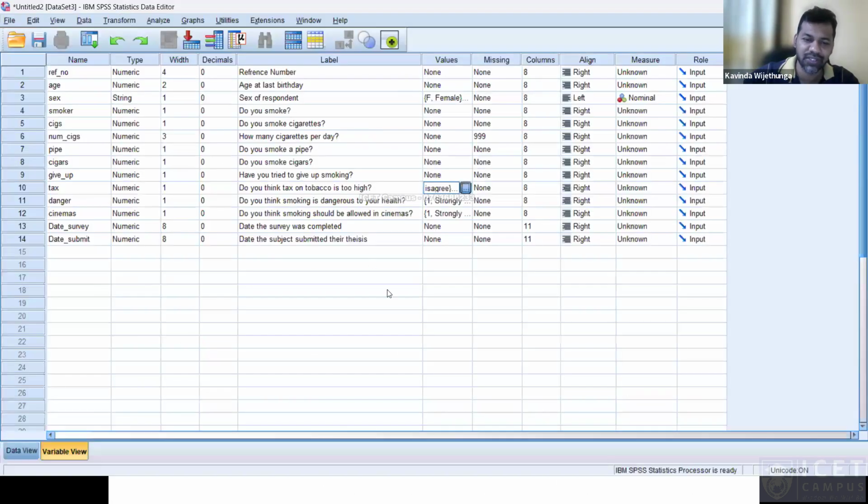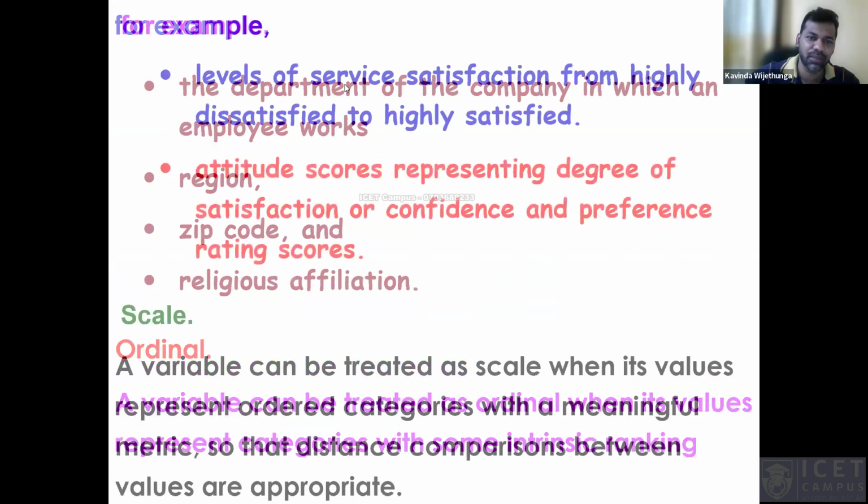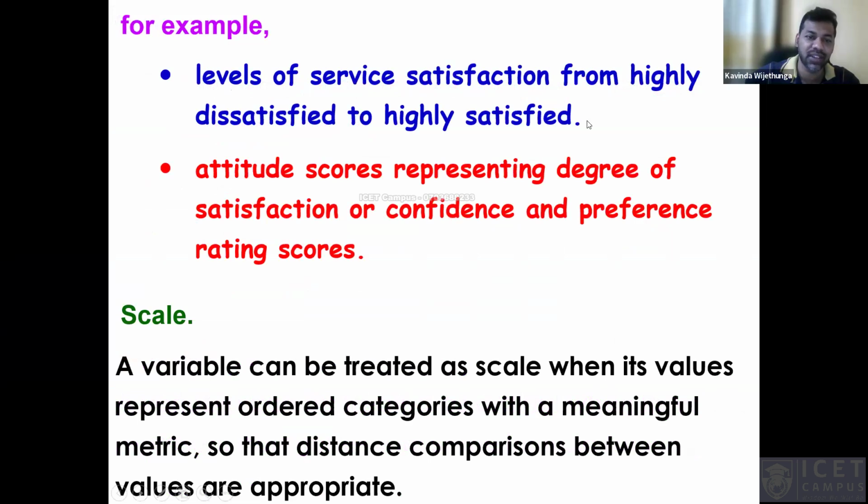Strongly agree, so this is ranking, right? So we can put the measure as ordinal here, not scale. These are sort of ranking, close to the ordinal. For example, levels of service satisfaction from highly dissatisfied to highly satisfied. That goes for the scaling purpose, so that is the ordinal scale. Attitude scores representing degrees of satisfaction, confidence and preference rating scores.